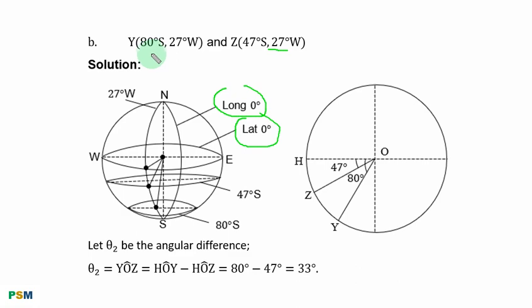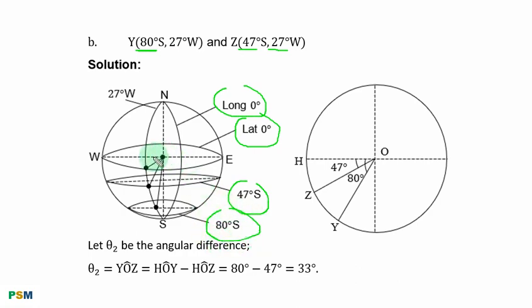We have two latitudes on the lower part of the equator. Even though you are seeing 80 first, when you are moving from the equator, you will get to 47 degrees before 80 degrees. Hence, the first small circle is 47 degrees south. The second is 80 degrees south.